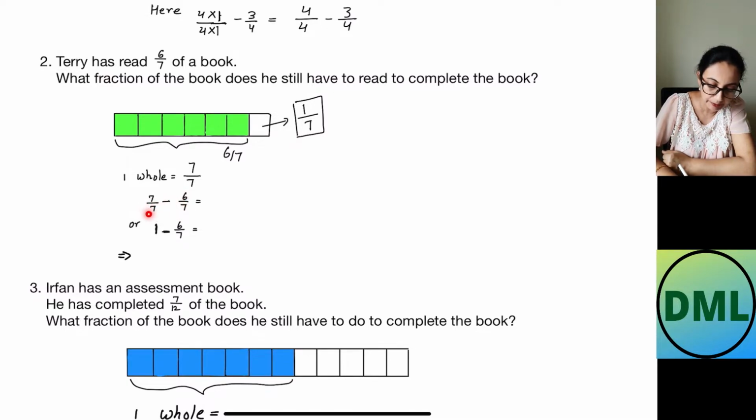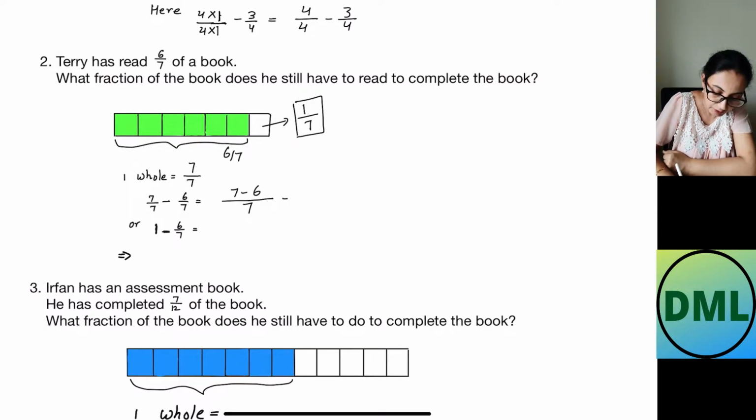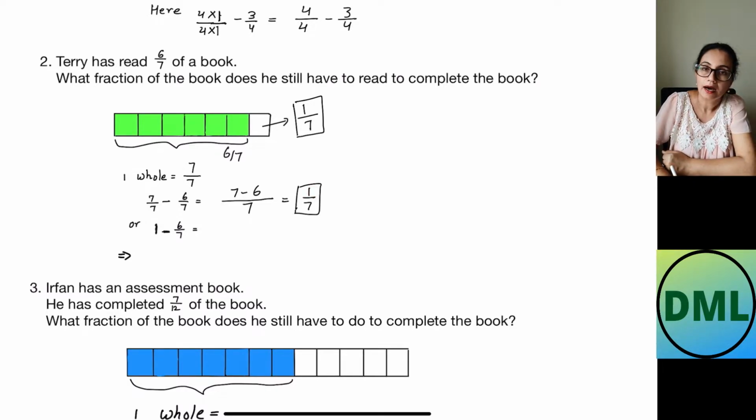For this subtraction, my denominator should be the same, which is 7. So 7 should be written only one time. Let's write 7 one time. I need to subtract 7 minus 6. Let's write 7 minus 6. It will be equal to 1 over 7. That means out of 7 parts, one part is unread.